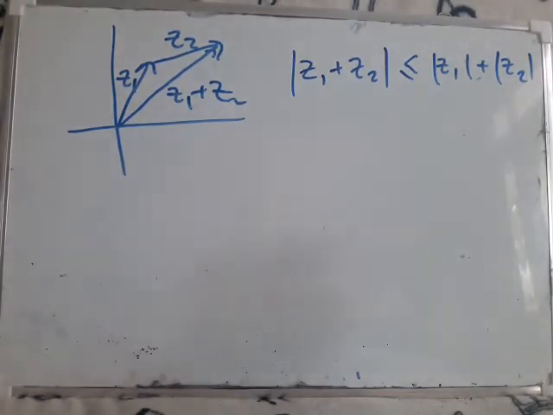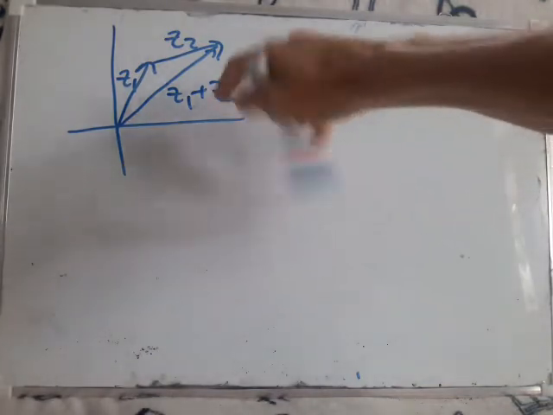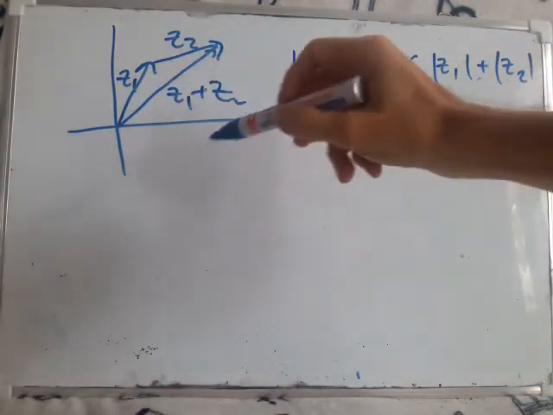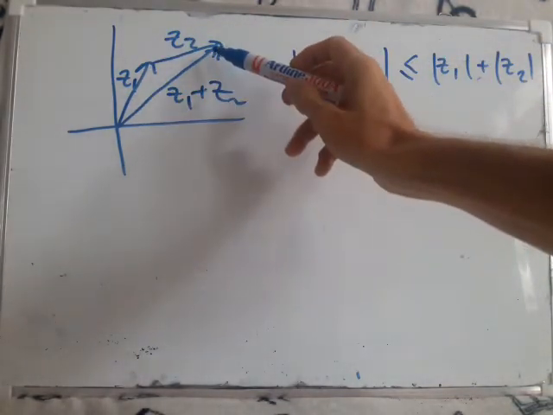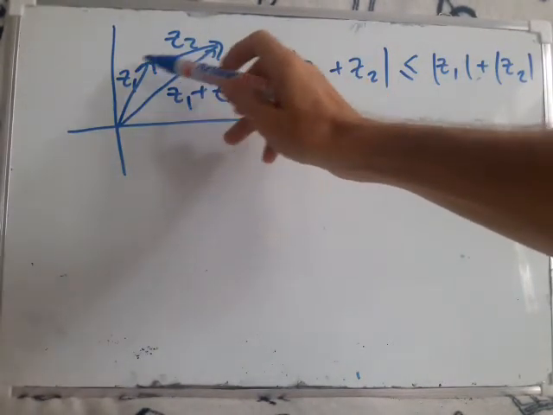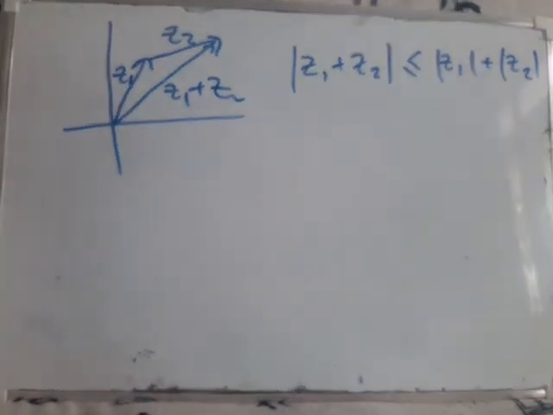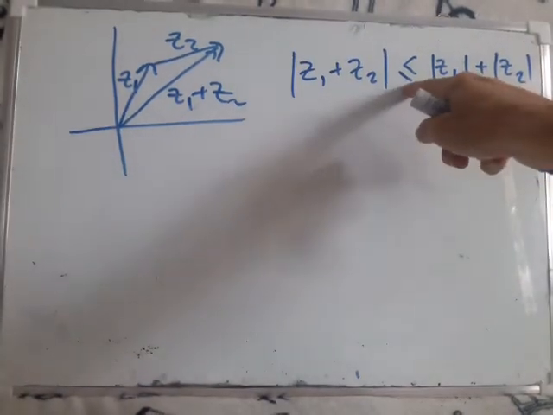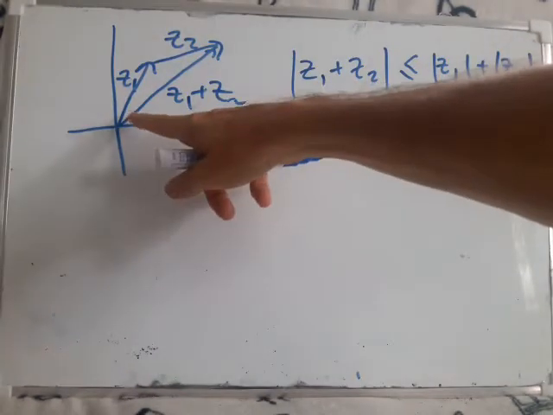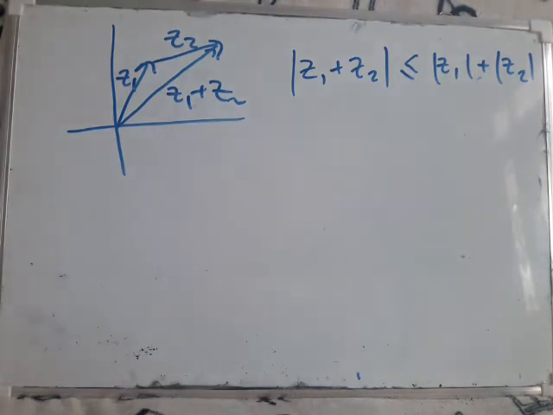This is obvious in a geometrical way. If you've got a triangle, then the length of the longer side must always be less than the sum of the lengths of the other sides. It couldn't possibly be more. When this is equal, that would imply that z1 and z2 are parallel and just lie along that side.